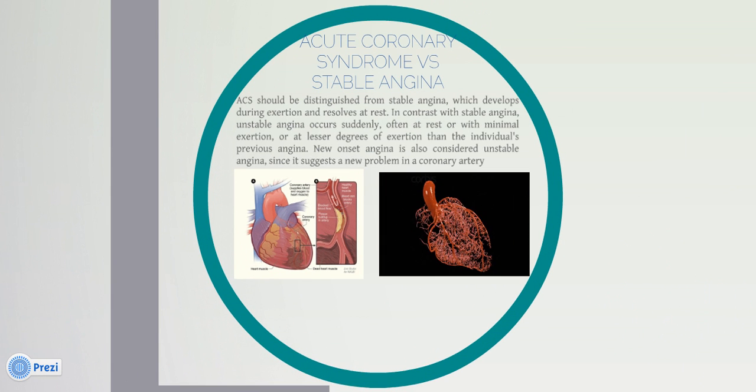Acute coronary syndrome versus stable angina. Acute coronary syndrome should be distinguished from stable angina, which develops during exertion and resolves after rest. In contrast with stable angina, unstable angina occurs suddenly, often at rest or with minimal exertion, or at lesser degrees of exertion than the individual's previous angina. New onset angina is also considered unstable angina, since it suggests a new problem in a coronary artery.